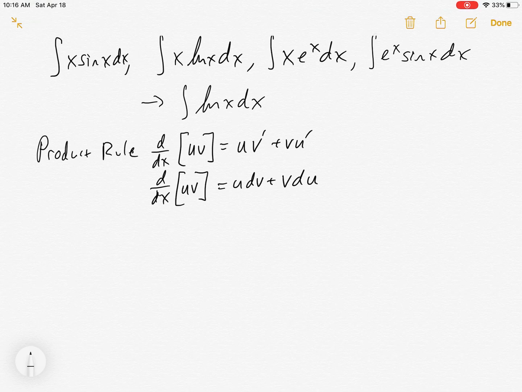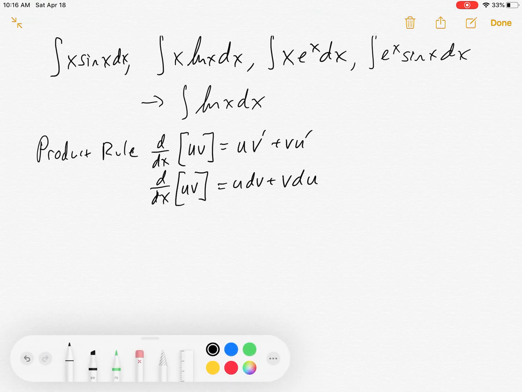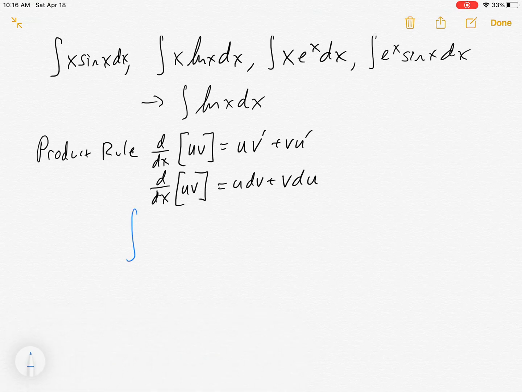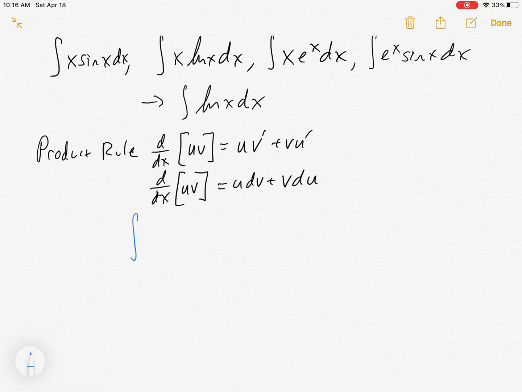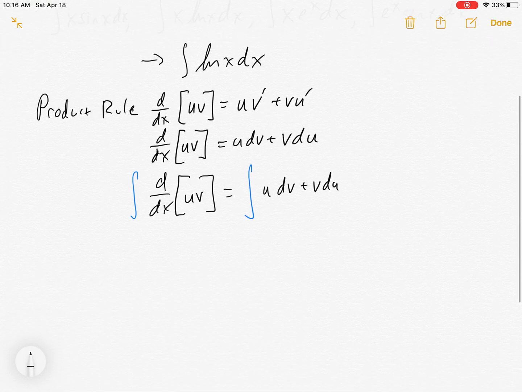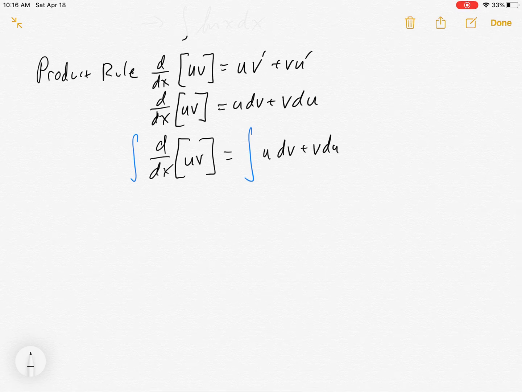You have to be really careful to distinguish your u's and v's in this, and that's pretty standard to use, so you want to be used to that. What if I were to integrate both sides? Could I get something useful out of this? If I were to integrate this and integrate this, what would happen?